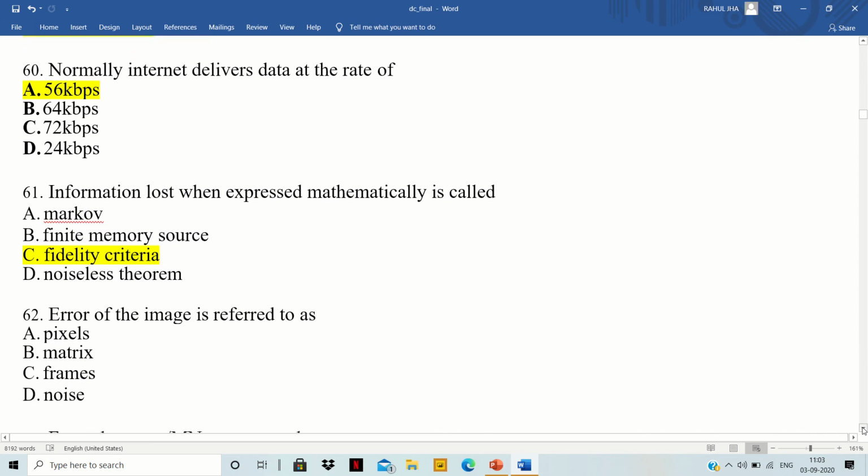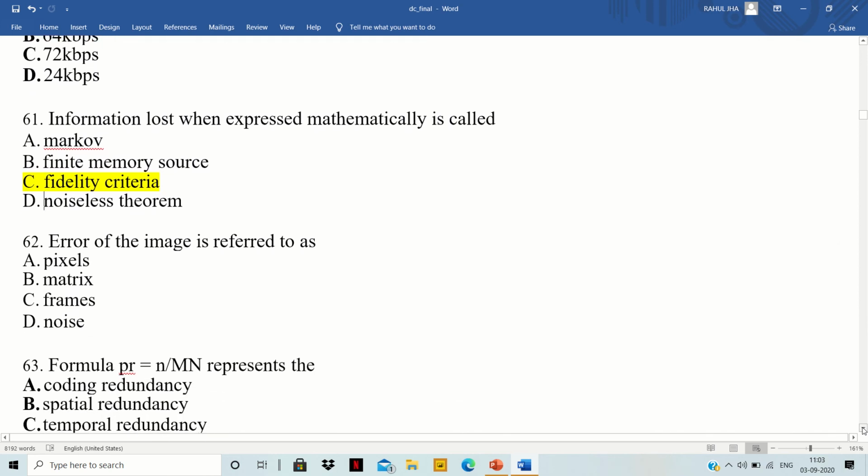Error of the image is referred to as option A pixels, option B matrix, option C frames, option D noise. Error of the image is called as option D, which is noise.